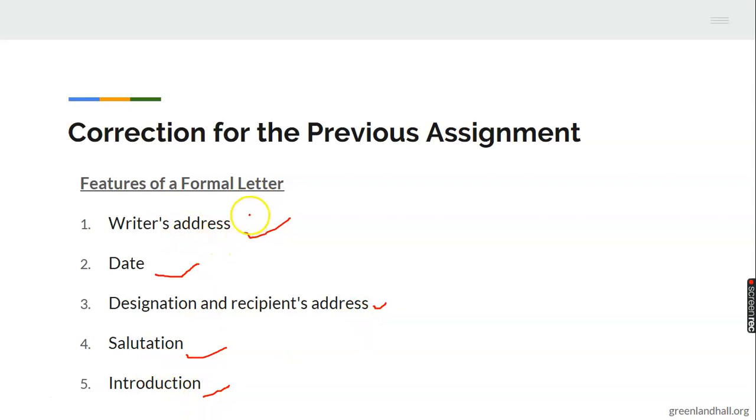Your writer's address, don't forget, your punctuation is very important at the end of each line, and then your date, after your date, your full stop. Also the designation and recipient address, very important. The punctuation at the end of each line is very important. Same thing applies to salutation, where you write "Dear Sir" or "Dear Ma." Your punctuation after that is very important. Then your introduction, there is no greeting. And also don't forget your heading, very important.